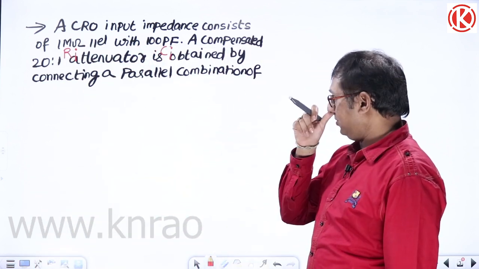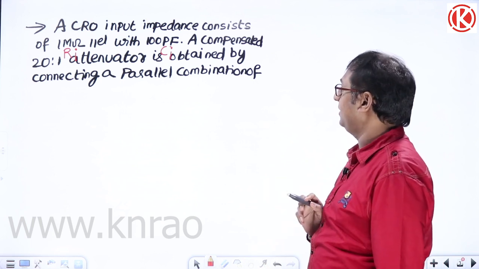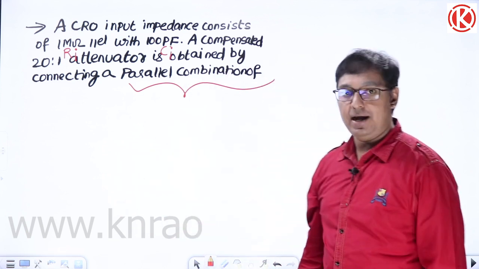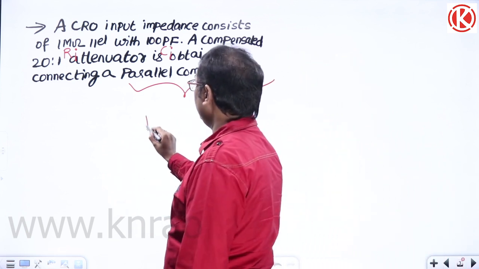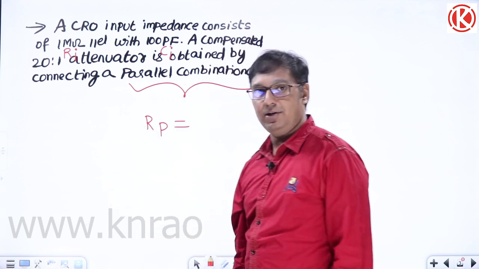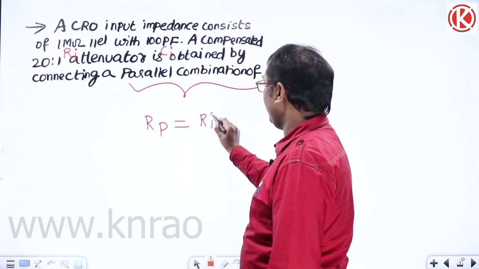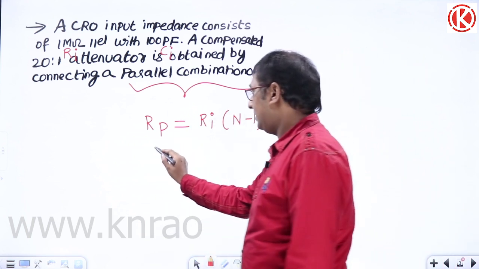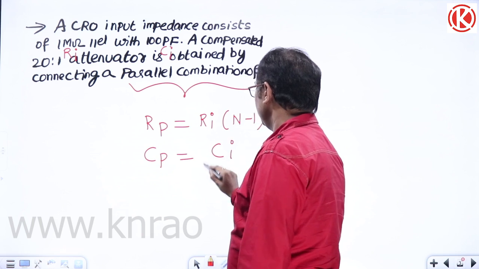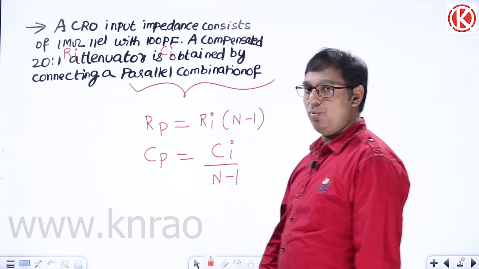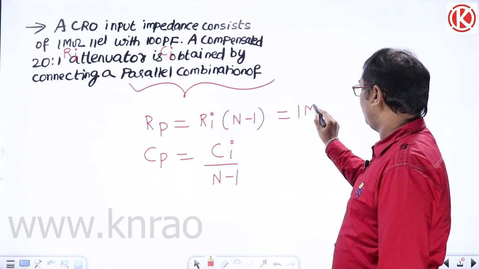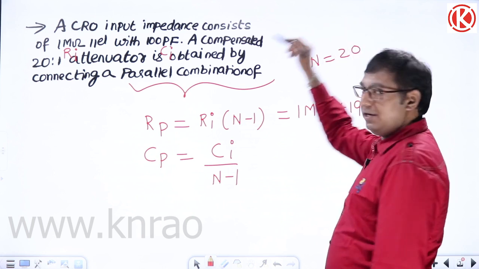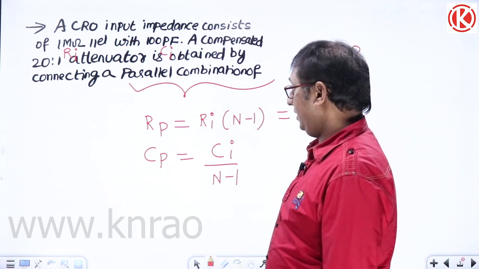A compensated 20:1 attenuator is obtained by connecting a parallel combination of, yes. What is the formula we have derived? What is the RP formula? RI into n minus 1. CP formula we have derived, CI by n minus 1. What is RI given? 1 mega ohm into 19. 20 minus 1. Here n is 20. 20 is to 1 probe. N is to 1 probe.